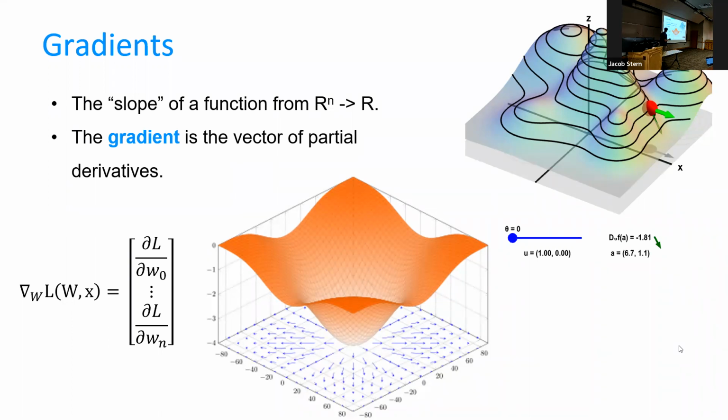So a gradient is a vector of partial derivatives. If you want to take the derivative of a function that goes from R^n to R, instead of getting a single number that represents your derivative, you get a vector that represents your derivatives, with one derivative corresponding to each of your inputs. So if you have n inputs, you're going to have n what are called partial derivatives.